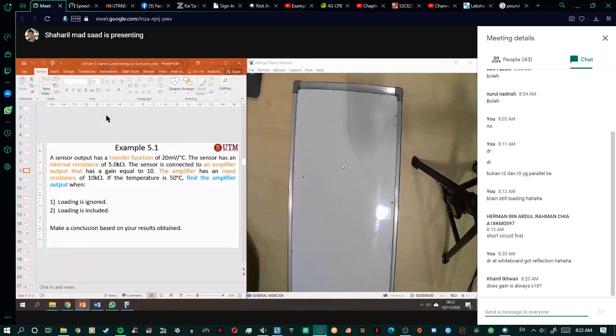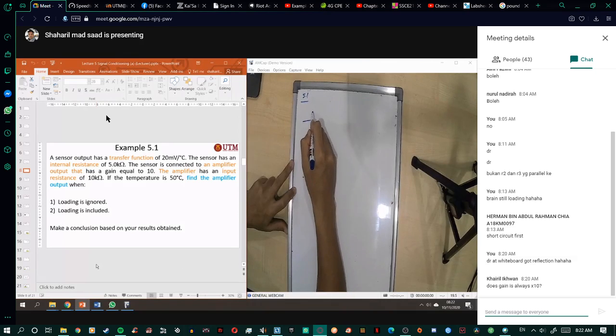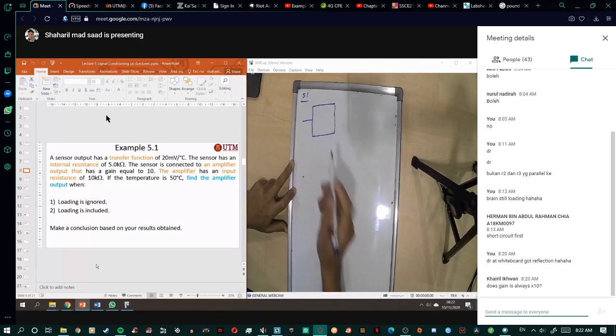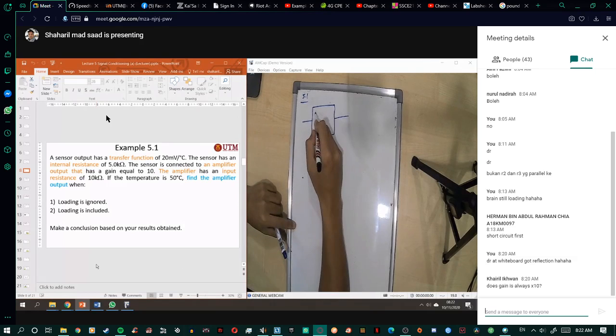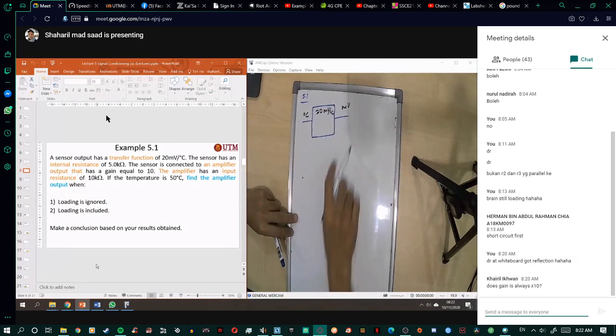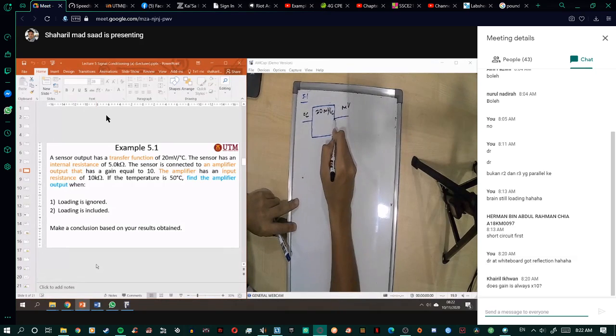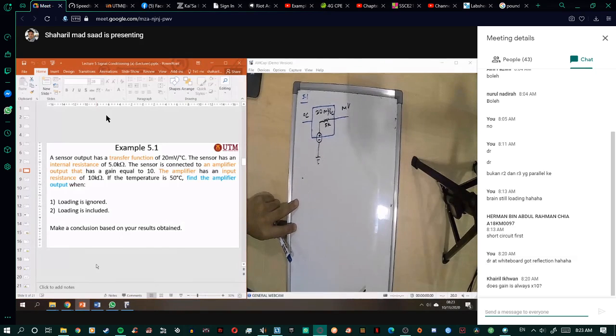So let's gather the information from the question first. Example 5.1. Now you have the sensor output. The sensor transfer function is 20 millivolt over degree. That means the output now is millivolt and the input now is degree. Now it has the internal resistance 5 kilo ohm. So this is the internal resistance of your sensor.